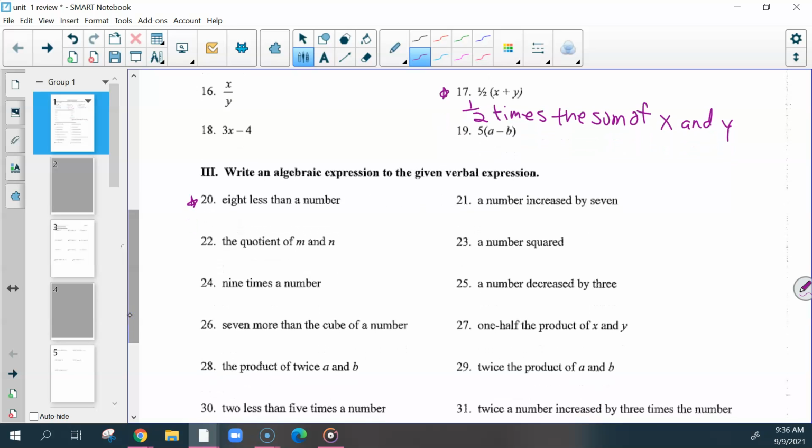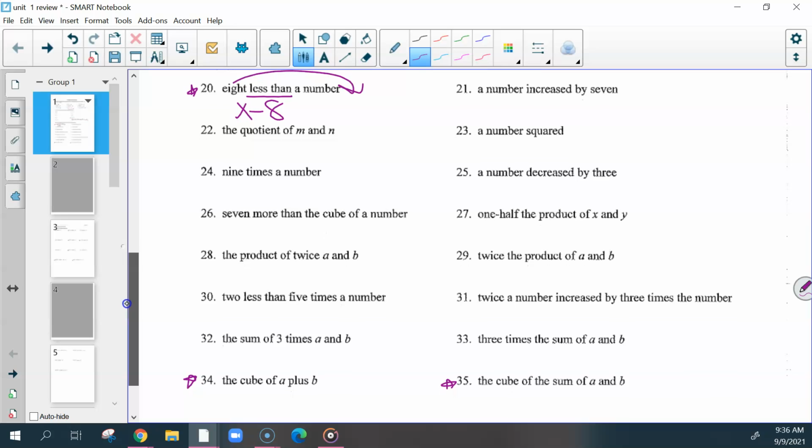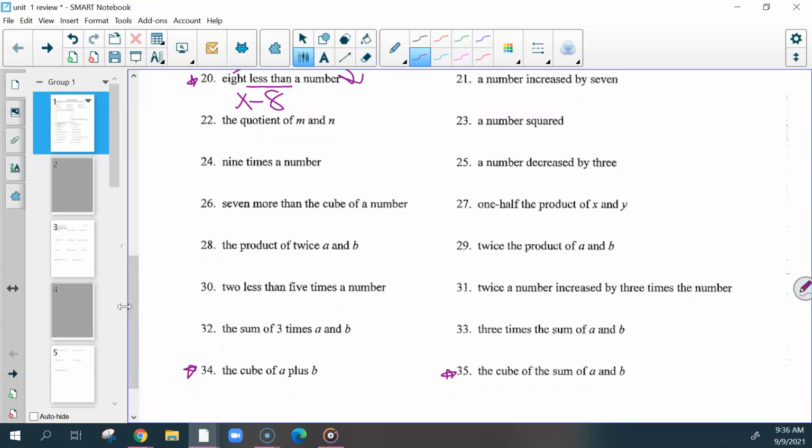Jumping down to number 20. 8 less than a number. How would I write that? I heard 8 minus n. X, yes, but it would be x minus 8. Remember that less than means 8 goes at the end. Again, a lot of these were easier ones.